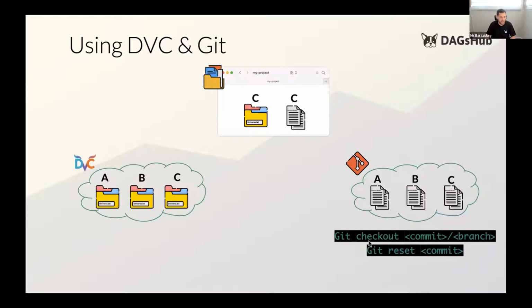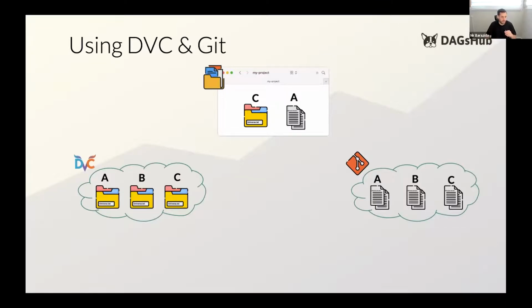And we can either use the git checkout command or the git reset command. Depends if we only want to go back with the data file or want to take the entire state of the project back. Then we're gonna revert back the pointer file. So now we can see that in our local directory, we have version C of the data file, but version A of the pointer file.